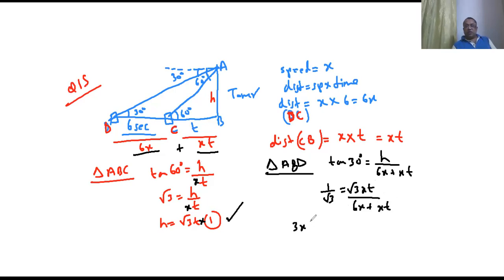Cross multiply, we get 3xt is equal to 6x plus xt. This xt comes this side, so we get 3xt minus xt. So we get 2xt equal to 6x. X will get cancelled and we get 2t is 6. Therefore, what is the time? 6 upon 2, 3. So in how many seconds will this car reach the tower?